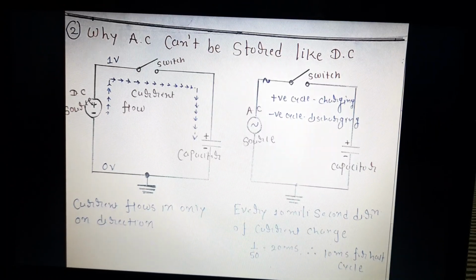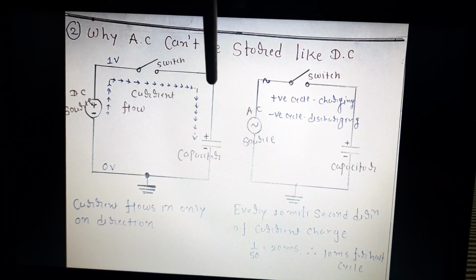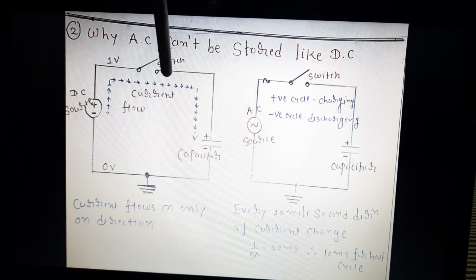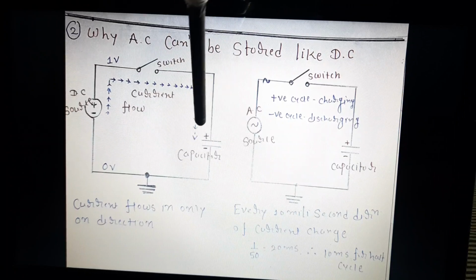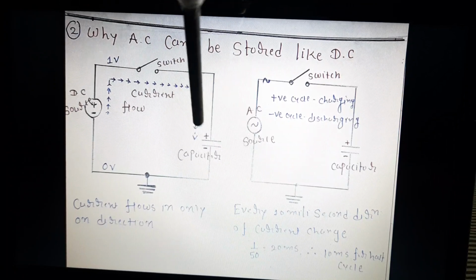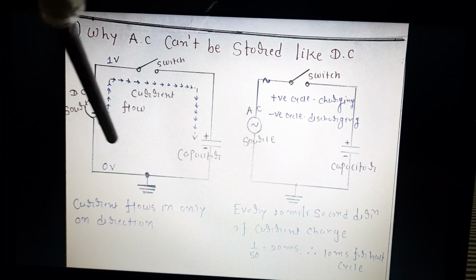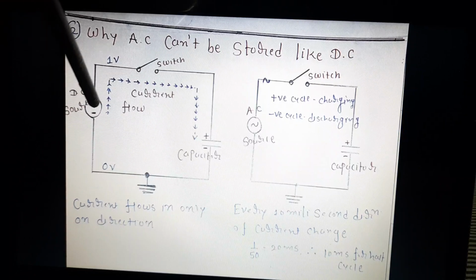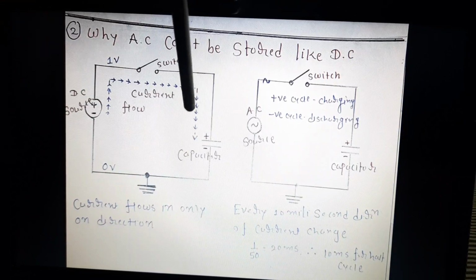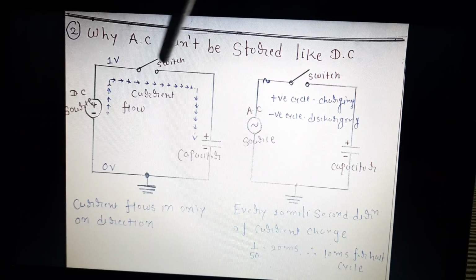So what happens when this DC source is there? The current flows in only one direction. When the switch is on, the current flows in this direction and it will charge this battery. The positive is connected to this and the negative terminal is connected to this. So this is the way when the DC source is connected, it will charge the battery, and when the battery is fully charged, there is no current in the circuit. That is how DC can be stored in this circuit.